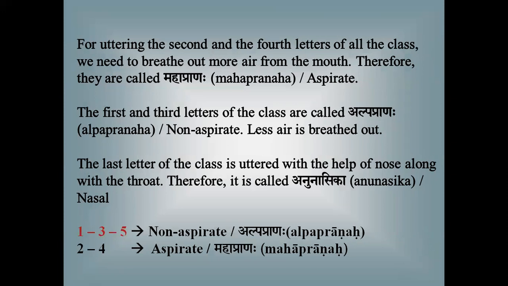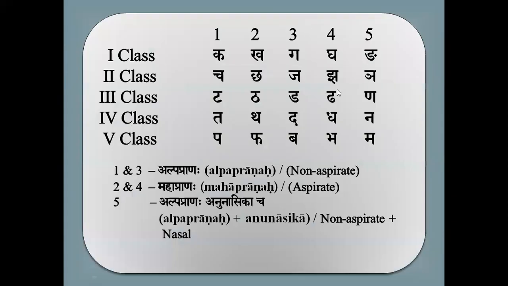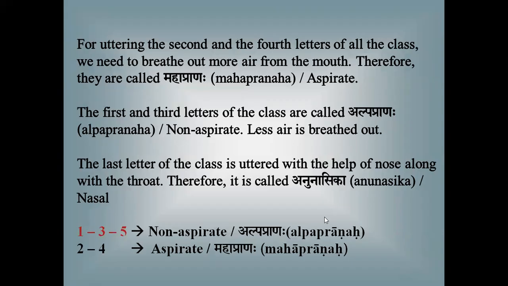So first class, that fifth letter, nga, it is nasal plus guttural. The second class, nasal plus palatal. The third class, it is nasal plus cerebral. The fourth class, nasal plus dental. Fifth class, fifth letter, nasal plus labial. I hope you understand there is a mistake in this slide. It is not the throat. Therefore the fifth letter is anunasika. So 1, 3, 5 it is alpa prana, 2, 4 mahaprana.